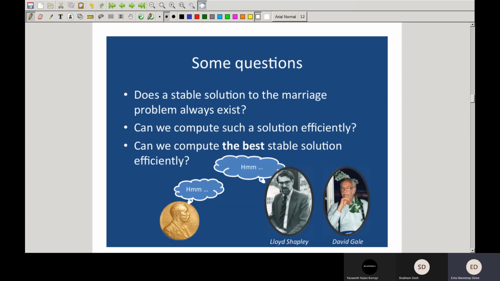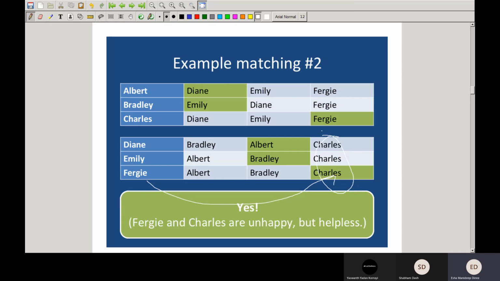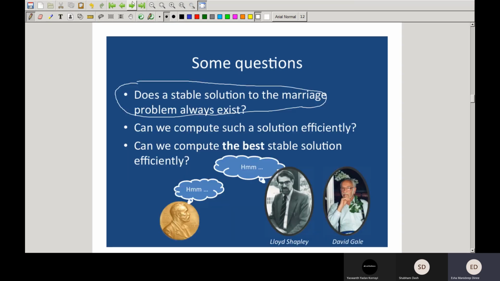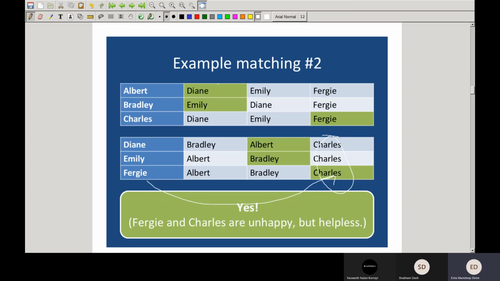Now there is a question: does a stable solution to the matching problem always exist? Because in this simple case we found one. And the second question is, is it possible to compute such a solution efficiently? Well, if we really want to, we can just match them up randomly and check whether it's a stable matching or not.